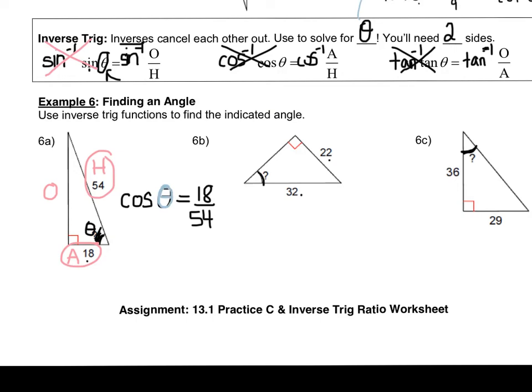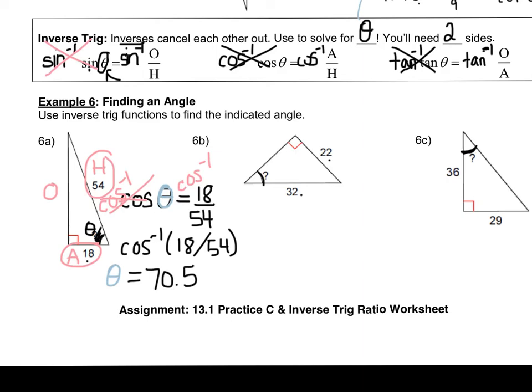So we're going to cancel the cosine out by taking the inverse cosine of this side and the inverse cosine of this side. So what you're going to type in your calculator is second cosine and then type in 18 divided by 54. So this is what your calculator will look like. 18 divided by 54. Type that in. When you hit enter, our answer for theta will be approximately 70.5 degrees.